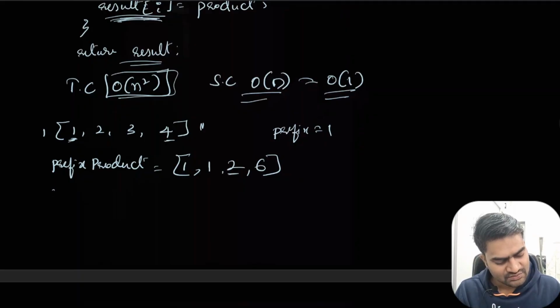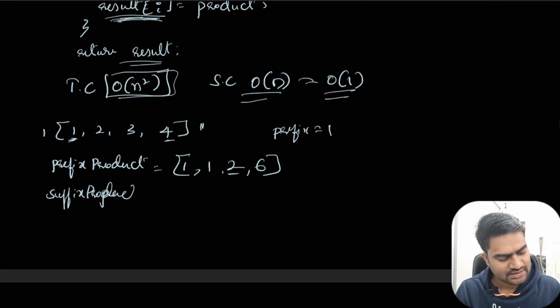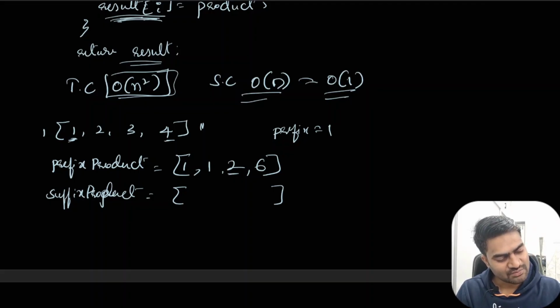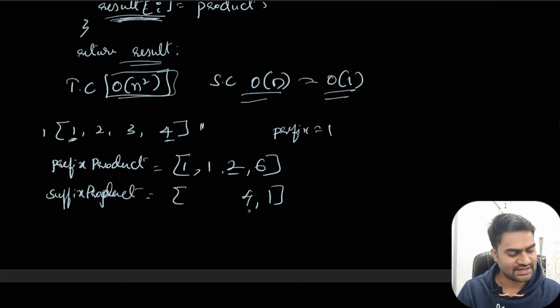Now I will also take another array, suffix product. Now I will not start from the first number because I need the suffix product, right? So I will start from the last number, then move towards the left. So for the last number we can simply take 1 because there is nothing outside that, correct, right? Now after this, my suffix product for the next number will be this one into this particular number. So basically 4 into 1, which is 4. So I will take that.